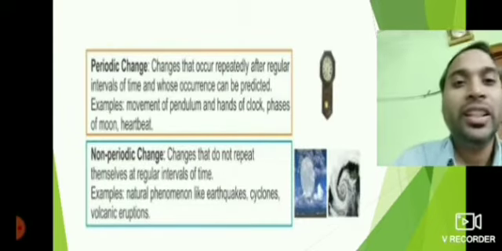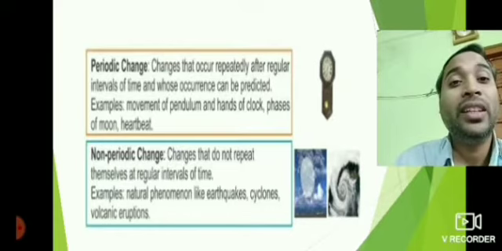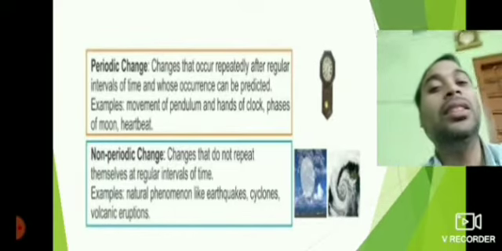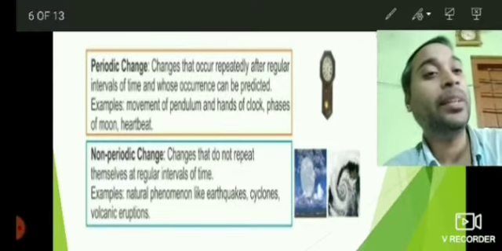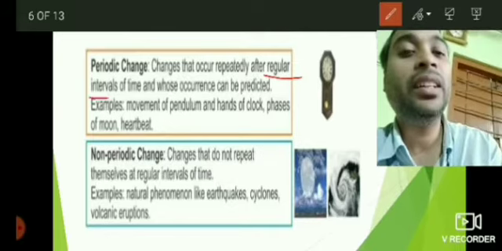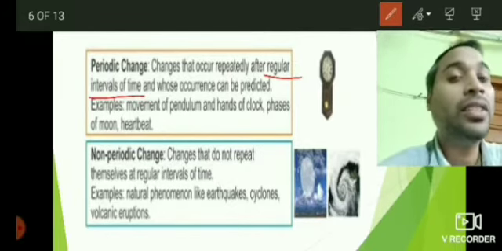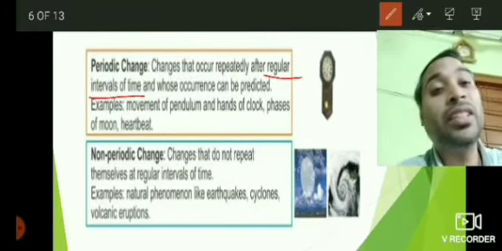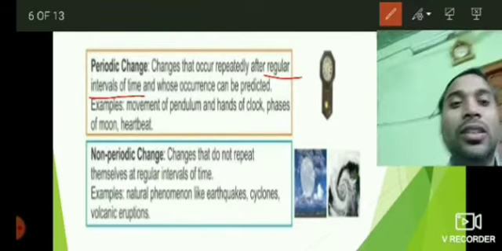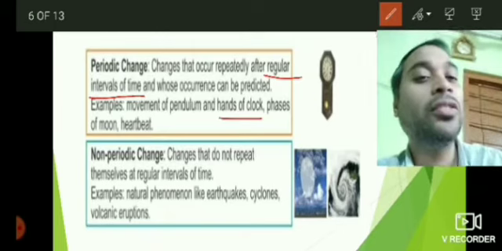Then periodic change. So changes that occur repeatedly after regular intervals of time and whose occurrence can be predicted. Now this type of changes, they repeat itself after a fixed interval of time. So after a regular interval of time they keep repeating. So this type of changes are called periodic change. So we can predict their occurrence. The clock, so we know hands of clock, they are also periodic.